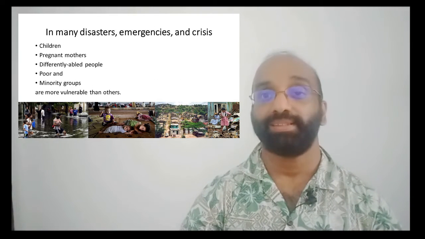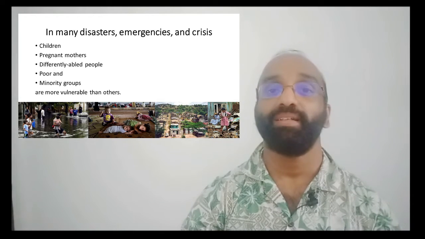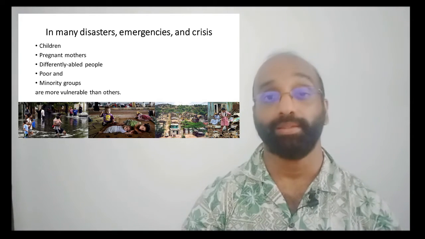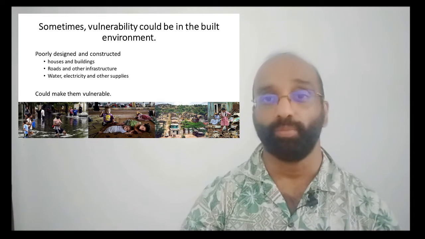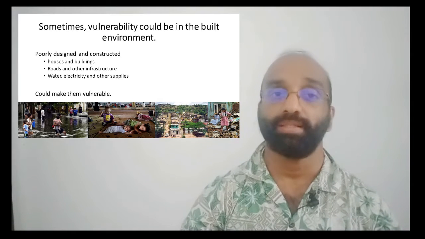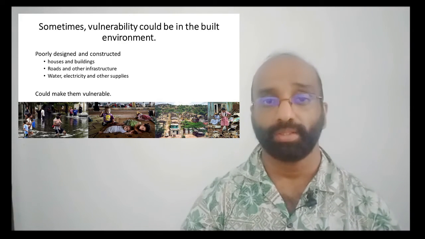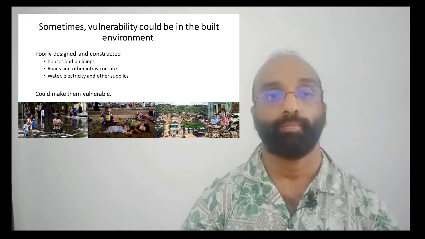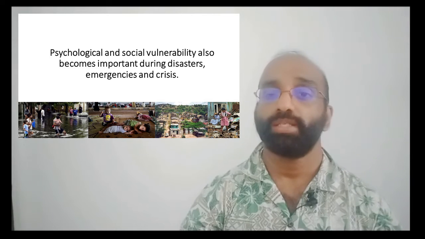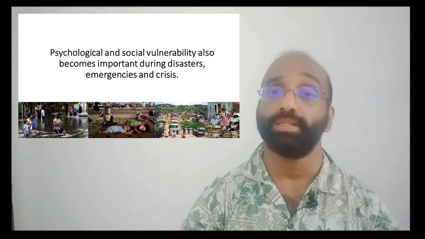In many disasters, emergencies, and crises, children, pregnant mothers, differently abled persons, poor, and minority groups are more vulnerable than others. Sometimes vulnerability could be in the built environment. Poorly designed and constructed houses and buildings, roads and other infrastructure, water, electricity, and other supplies could make them vulnerable. Psychological and social vulnerability also becomes important during disasters, emergencies, and crises.